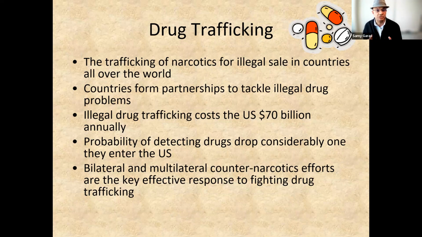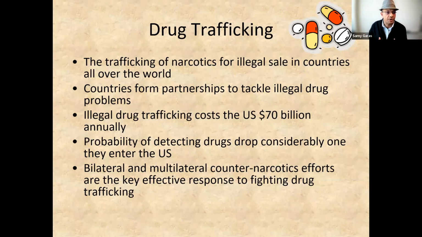Good example here, drug trafficking. The trafficking of narcotics for illegal sale in countries all over the world. This is a very good example of organized fraud. Countries form partnerships to tackle illegal drug problems. And we can see this in developing countries where the law is not really enforceable, and the countries try to boost their economy by going into this way of drug trafficking.